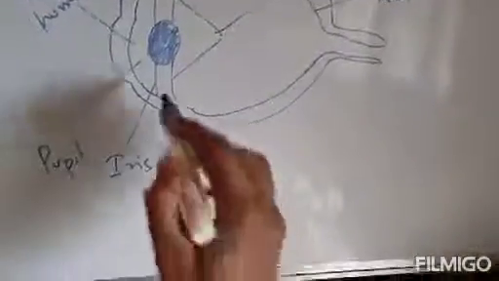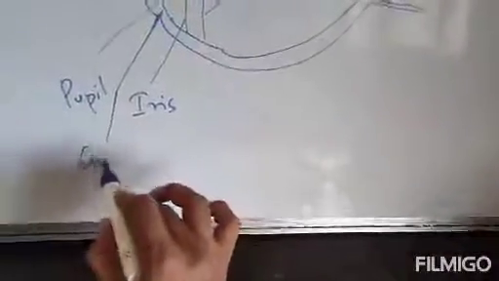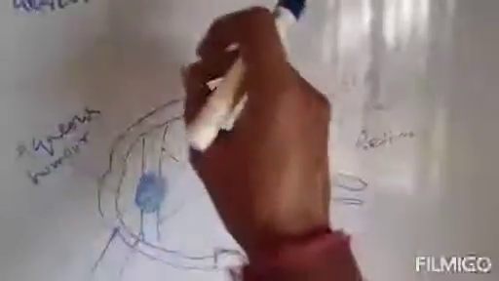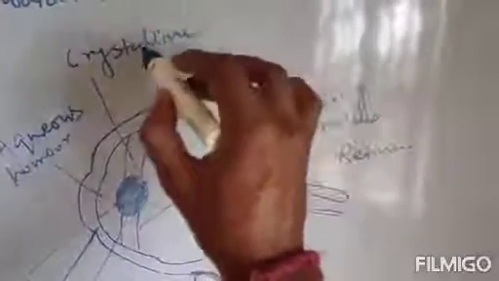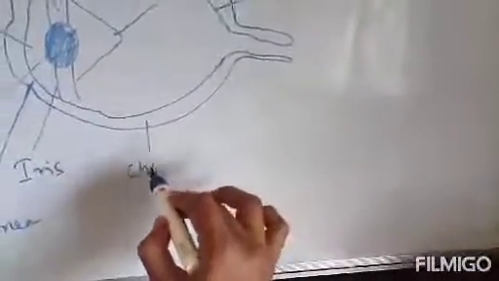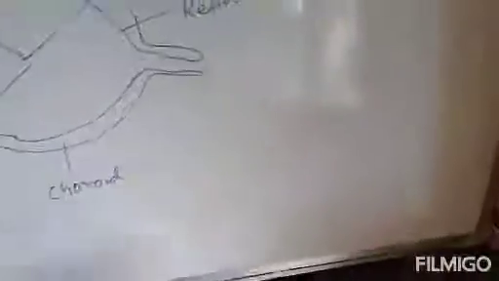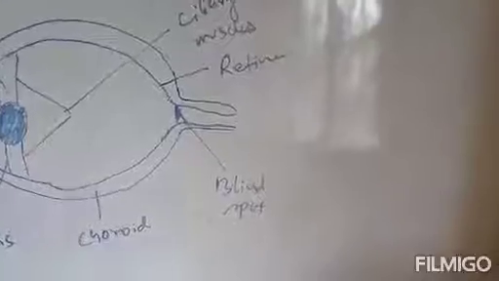And this hollow part is known as the cornea. This part is also known as the crystalline lens. Clear? This part is known as the choroid. This middle position is known as the blind spot. Clear? This is known as the sclera.